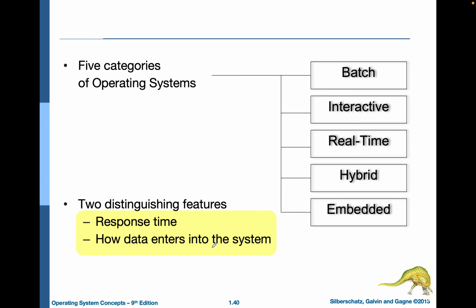Okay, there are several categories of computer operating system. First is batch, and then interactive, real-time, hybrid, and lastly embedded. You need to remember these 5 categories. Sometimes in a question in your test, it's not going to mention that there are 5 altogether. So you need to know the key is 5, then you need to remember all the categories. The 2 distinguishing features are response time and how data enter into the system.